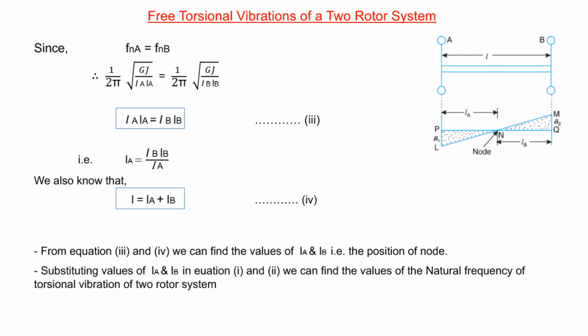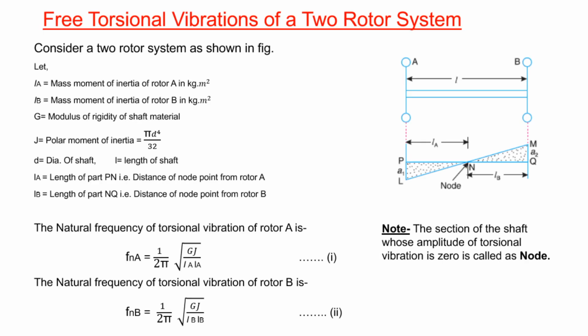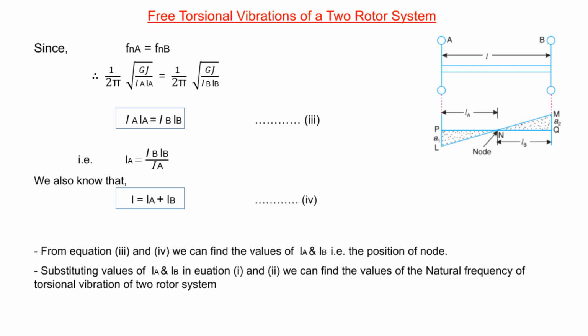Once the position of the node point is known, substitute these values of LA and LB in equations 1 and 2. Previously we wrote equations 1 and 2 for the frequency formulas. Putting the values in these frequency formulas, we will get the natural frequency of torsional vibration of the two rotor system. That is the method to find the natural frequency of a two rotor system.